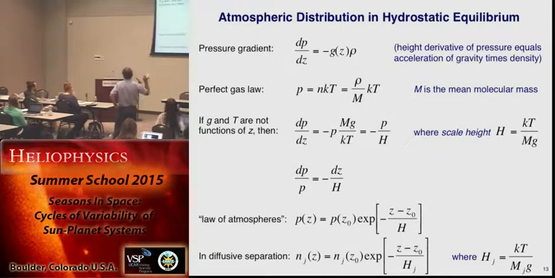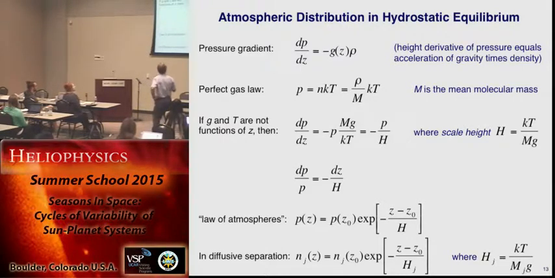Now, I'm going to make a huge simplification. I'm going to take out the variability in g and T. Let's say g is a constant, T is a constant. So now we have an isothermal atmosphere. Now, dP/dz equals negative pressure times mean molecular mass times gravity divided by Boltzmann's constant times temperature. mg over kT, that's the inverse of what we call the scale height.